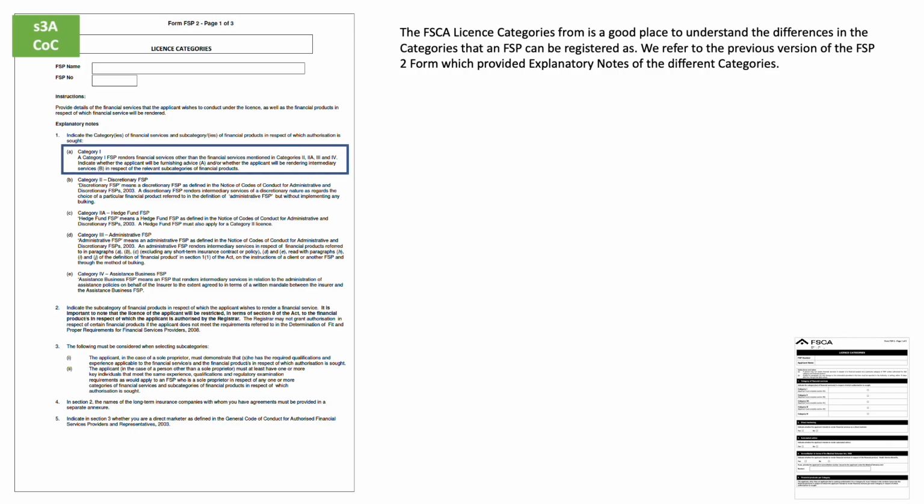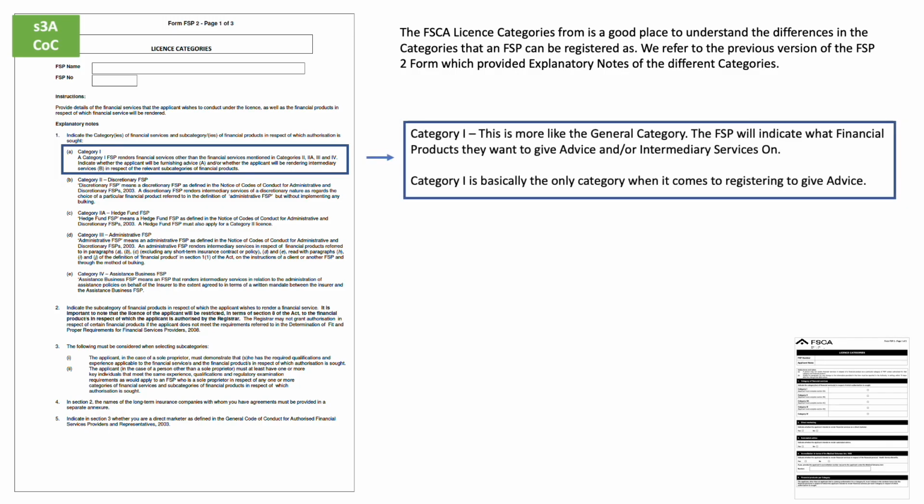First, we look at Category 1. Category 1. This is more like the general category. The applicant, FSP, will indicate what financial products and financial services it wants to render and wants authorization on in terms of giving advice and or render intermediary services. Simply put, Category 1 is basically the only category in which giving advice and or rendering intermediary services is applied and granted authorization for.